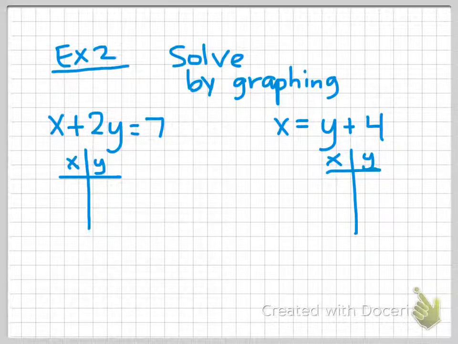Example 2, we're going to solve by graphing. They give us two lines, x plus 2y equals 7, and x equals y plus 4. We're going to try to find numbers that we can put in here that would equal 7. So let's start with 5. If I put 5 in here, 5 plus 2 times what number equals 7? Well, that would be 1. So 5 plus 2 times 1 equals 7. So that one works.